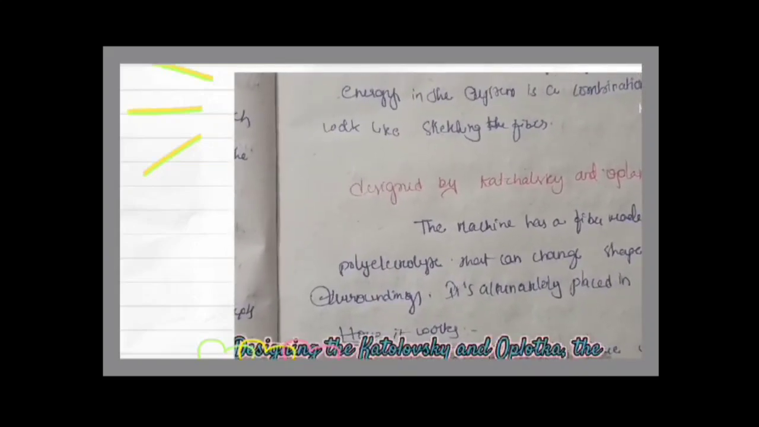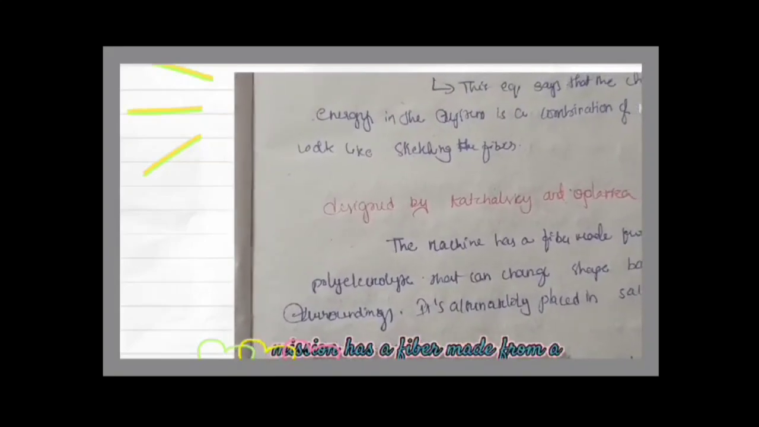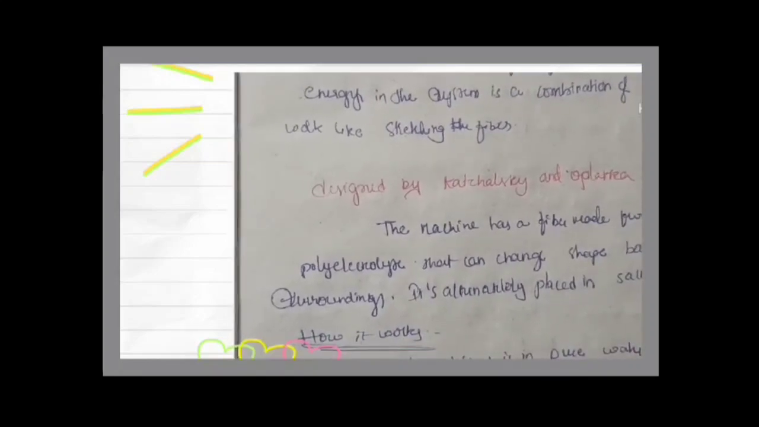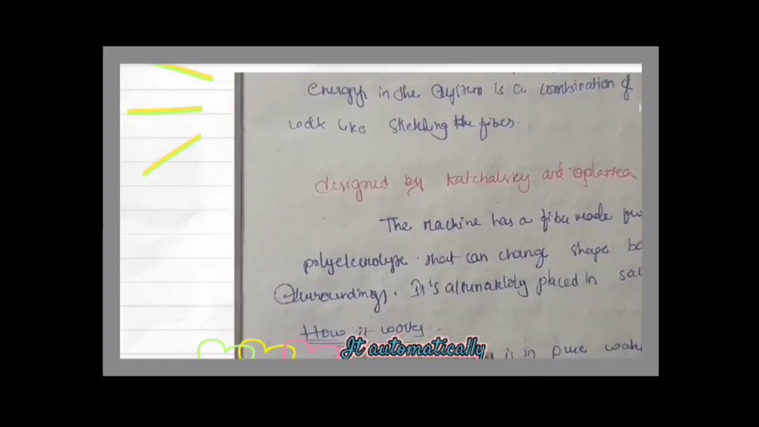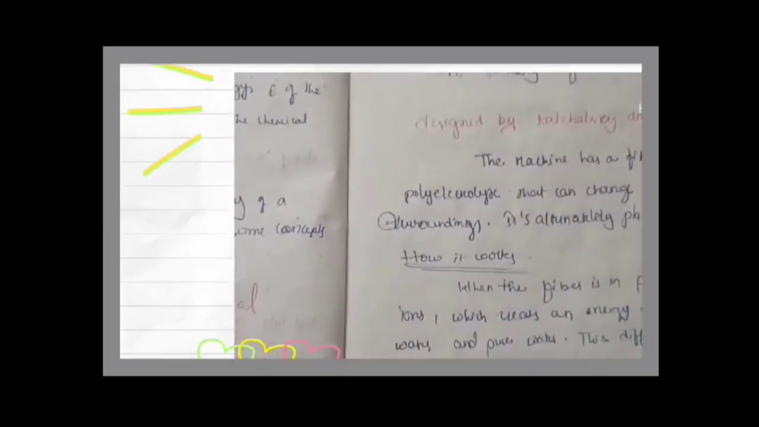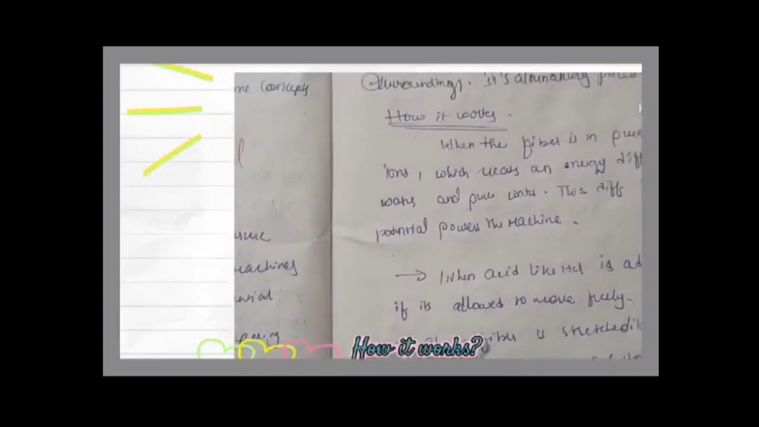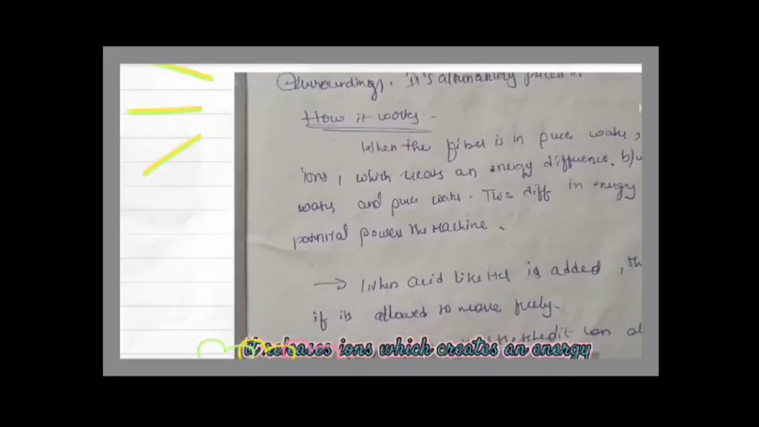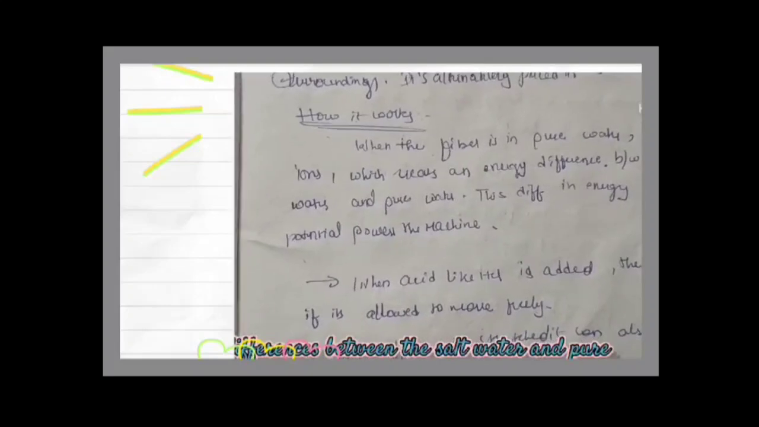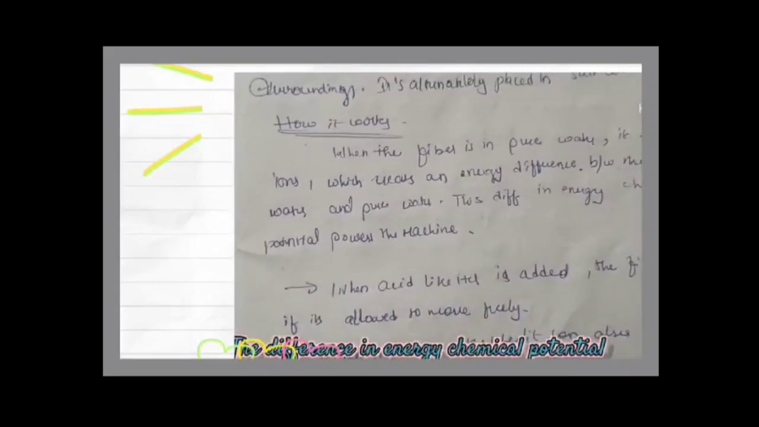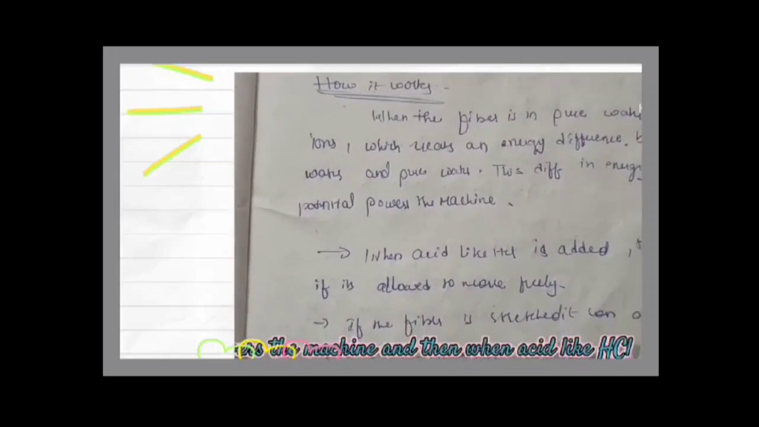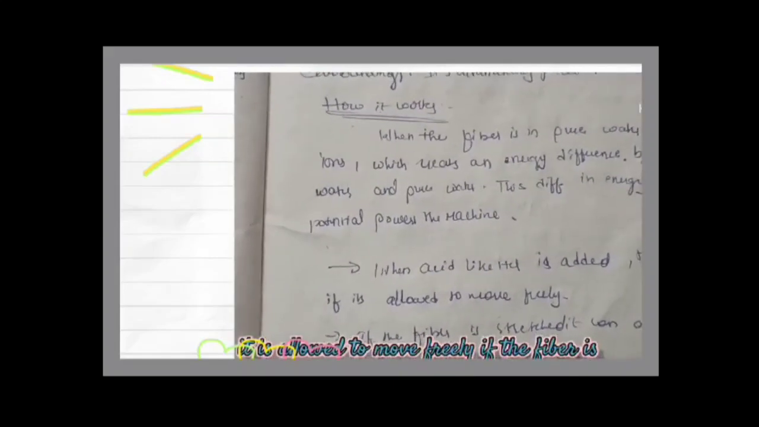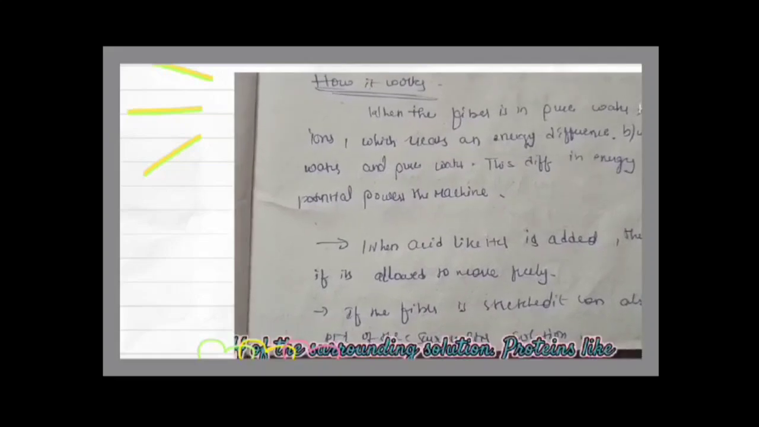The machine designed by Katchalsky and Oplatka has a fiber made from a polyelectrolyte that can change shape based on its surroundings. It is placed in salt water. How it works: when the fiber is in pure water, it releases ions, which creates an energy difference between the salt water and pure water. The difference in chemical potential powers the machine. When an acid like HCl is added, the fiber shortens, and it is allowed to move freely. If the fiber is stretched, it can also change the pH of the surrounding solution.